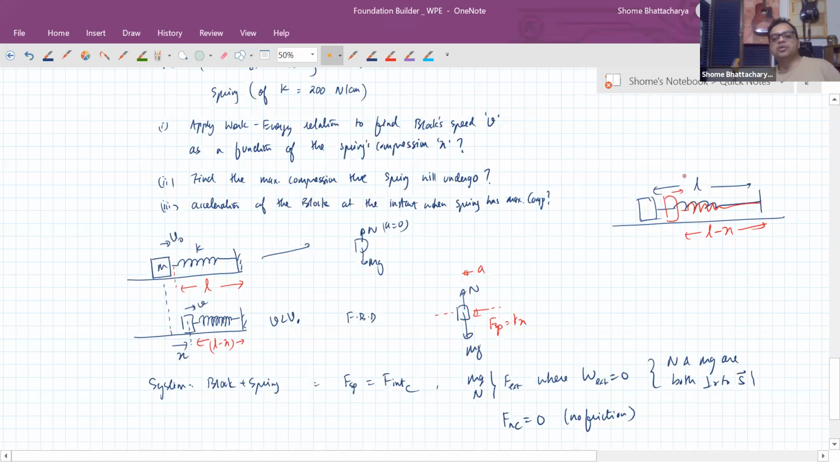Now, as the block is compressing the spring, it's experiencing acceleration in the opposite direction, and this force is decelerating the block. So the speed will become lesser and lesser. So you can see that in the second diagram, when the spring is getting compressed, the speed of the block is reduced compared to this.